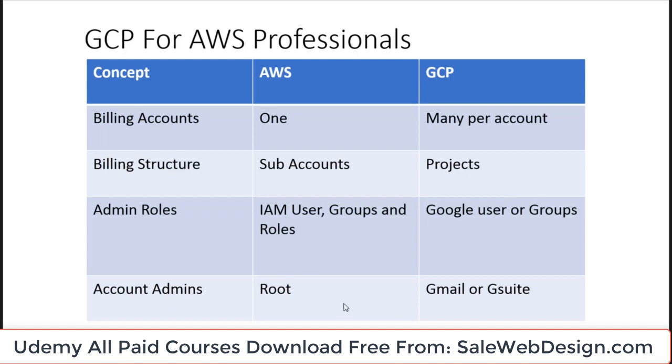AWS, it's a root account. In GCP, you could have the G Suite account extend out. That would be also called an organizational admin as well.